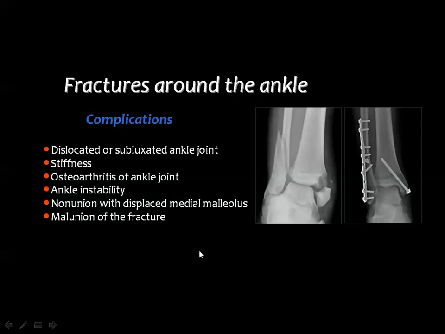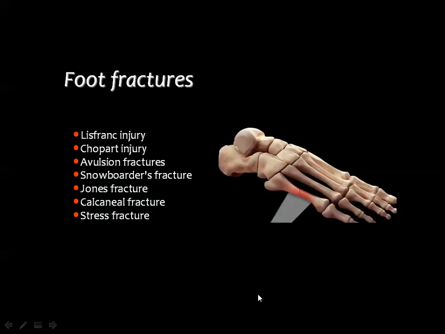Complications of the fractures around the ankle will include the dislocation and subluxation of the ankle joint, stiffness and osteoarthritis, some sort of ankle instability, non-union and malunion of these fractures.